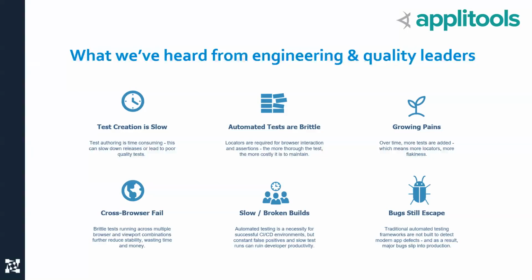And this is a hassle, and it wreaks havoc on your CI and CD environment, right? So the net result of this is slow builds, broken builds, and really aggravated developers. All the while, bugs are still escaping into production, right? And I'm certain that the automation engineers that are on the call today, that this resonates with them, because we hear it over and over and over.